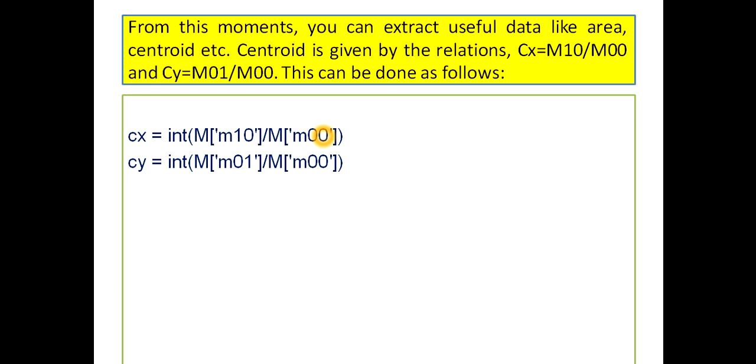Our centroid. From these moments, obviously, we can extract useful data like area and centroid, and the centroid is given by the relation cx = m10 divided by m00, then cy = m01 divided by m00. Obviously, no need to say what is x and what is y here, with respect to the x-axis and with respect to the y-axis. So this is the code for that. cx, obviously the value is an integer, the same formula I'm writing here, and for cy. So we have got the centroid information.